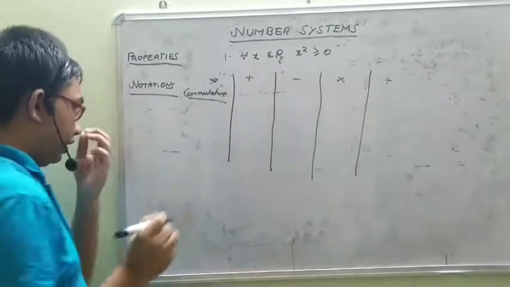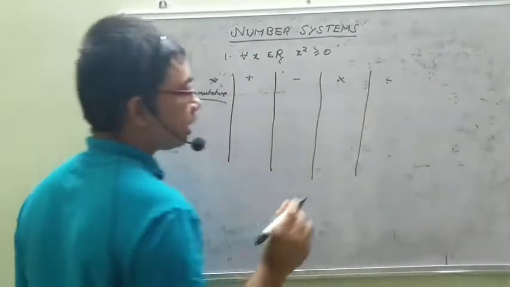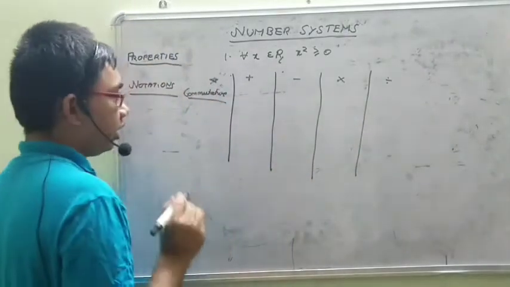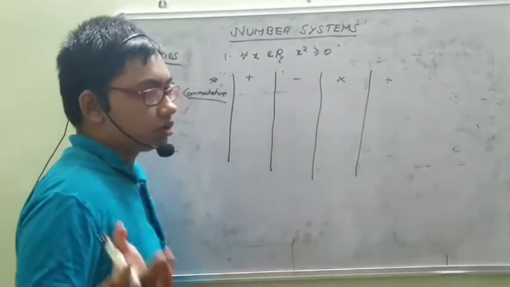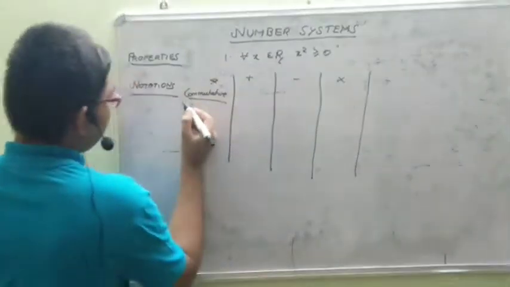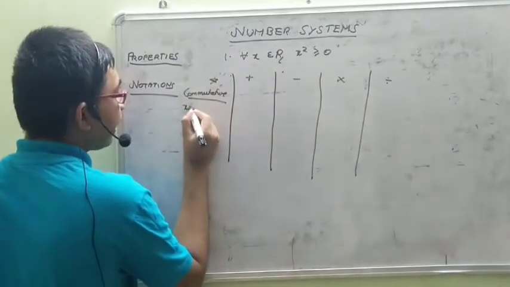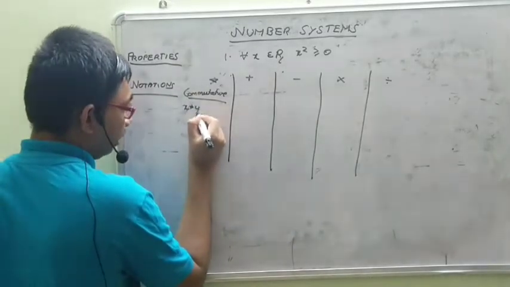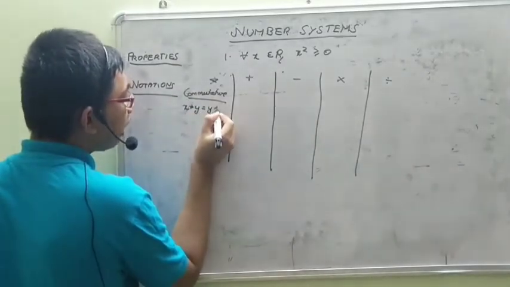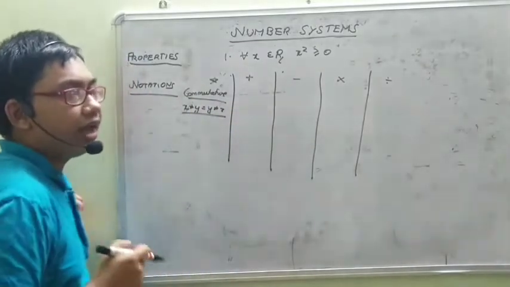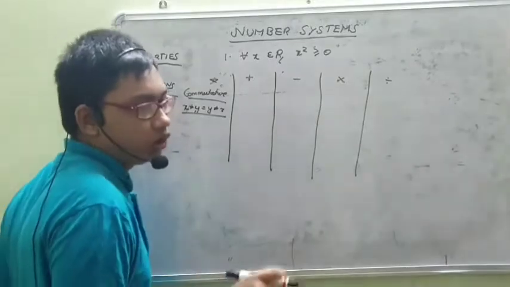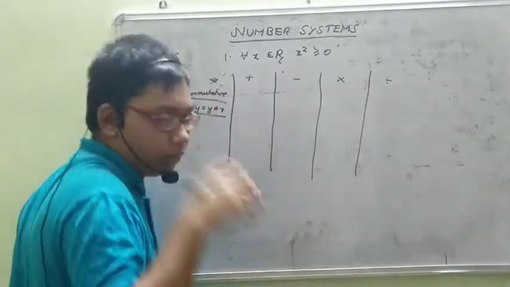What is commutativity? Let's take some two elements of the set of real numbers. Let's use x star y is equal to y star x. If this thing is true, then that operation star is said to exhibit the property of commutativity.